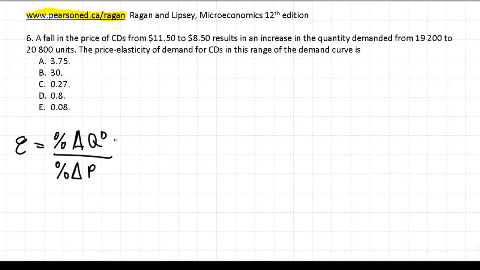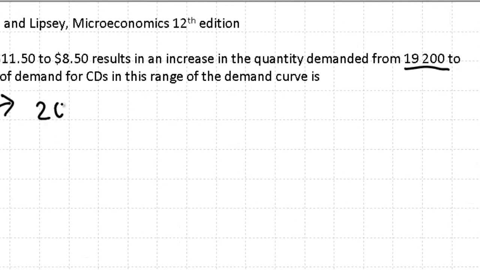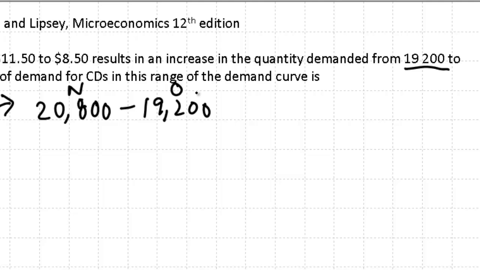Okay, let's look at the first one, which is the percentage change in quantity demanded. If you look at the units, quantity demanded went from 19,200 to 20,800. Always do the new one first. So 20,800 is the new one minus the old one. So new minus old. It is important to have the order proper for elasticity questions.